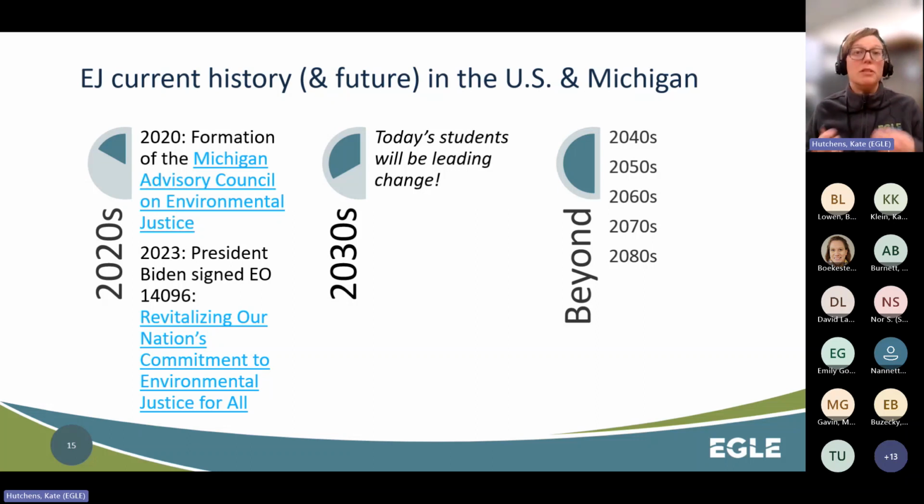And so my position was just added to the office in 2022 after the office had been around for a couple of years. Anyway, sorry, digression. So in 2020, the state formed the first ever Michigan Advisory Council on Environmental Justice. And in 2023, just last year, President Biden signed Executive Order 14096, which really brought back to the foreground and re-emphasized focusing on environmental justice, particularly at the Environmental Protection Agency, but across all different federal agencies as well.